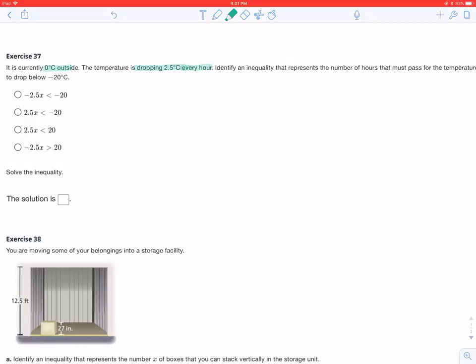It's dropping 2.5 degrees Celsius every hour. Identify an inequality that represents the number of hours that must pass for the temperature to drop below negative 20. And then looking at our options, I see that they all have either a 20, which is going to be positive or negative, and then they also have a 2.5 being multiplied by the x. So then you got to ask yourself, what does x represent in all of these inequalities? Well, we're identifying an inequality that represents the number of hours that must pass for the temperature to drop below negative 20. So that means that x must represent the number of hours passed.